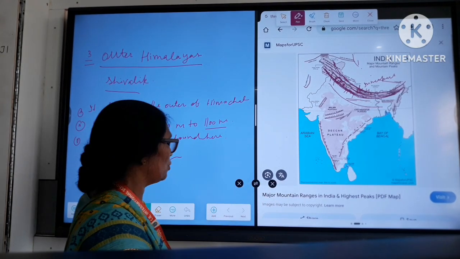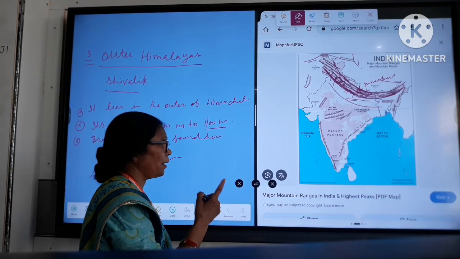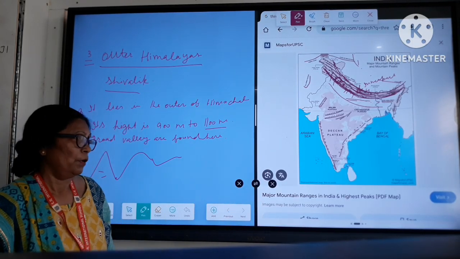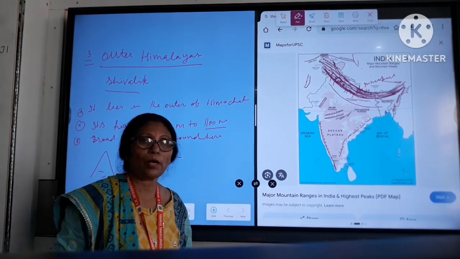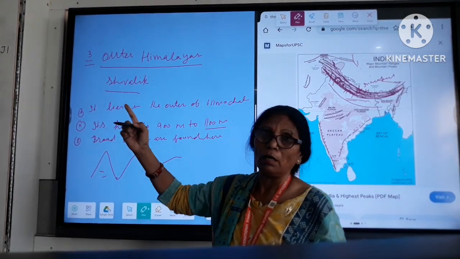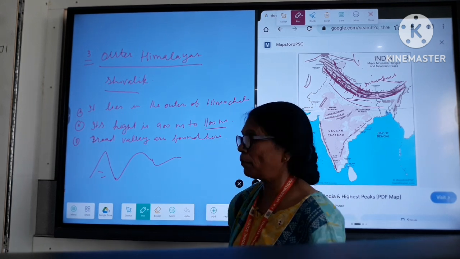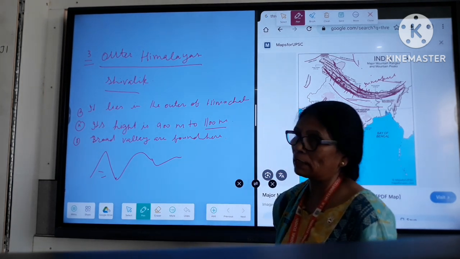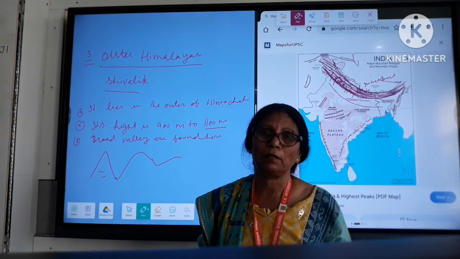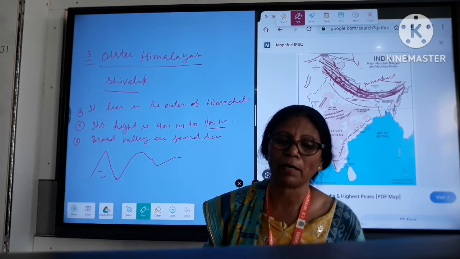Many broad valleys and dunes are situated here, with fertile soil, and now I hope that you have understood the three ranges of the Himalayas. First is the Himadri, second is the Himachal, and third is the Shivalik. I have explained in detail. I hope that you will understand very well.